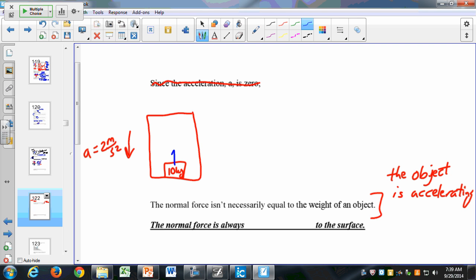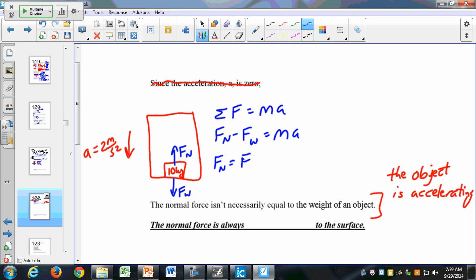First, I'll draw my vectors. I have the normal force acting up and the weight acting down, and they're already on the y-axis, so I'm just going to apply Newton's second law. Sum of the forces equals ma. That's Fn minus Fw equals ma. And then solving for Fn, it's equal to Fw plus ma.